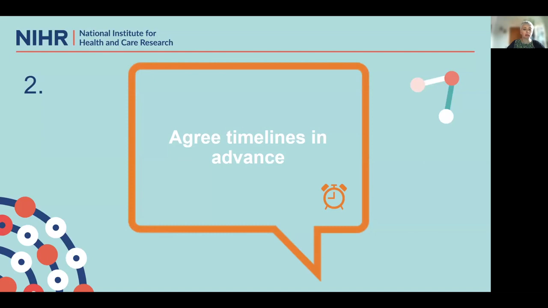Top tip number 2, clinical audits have very strict timetables to deliver their audits, which do not often work well with research funding cycles. Our top tip 2 is to agree timelines in advance, particularly if working with researchers to analyse any changes in effectiveness of the audit and feedback.